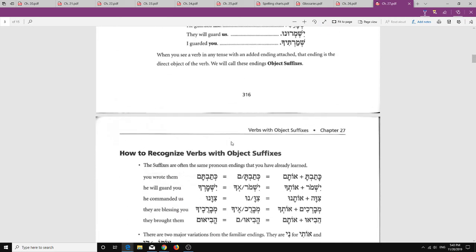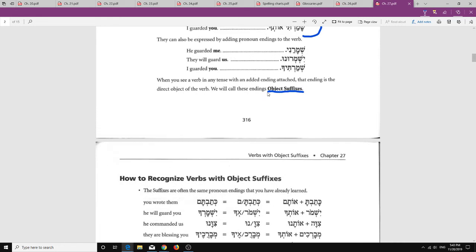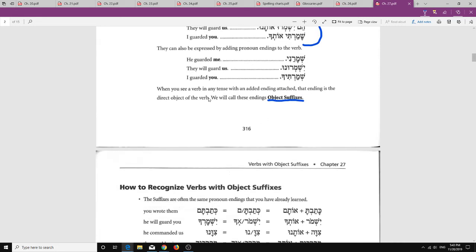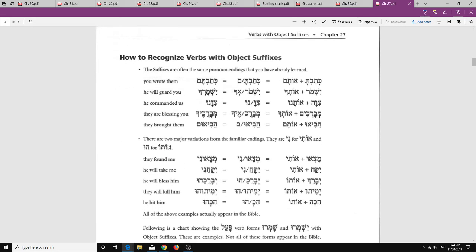Okay, and then I guess the author just wants to make a note. The authors are going to call these object suffixes. Still, I'm going to probably keep referring to them as pronominal suffixes because they are pronouns that are suffixed to the word. So that's how you'll hear me talk about these. So the suffixes are the same as the pronoun endings for the most part. Now there are two forms, and we'll talk about those down here, that are just a little bit different, but it makes sense why. So we'll get to that. Let's look at these examples though.